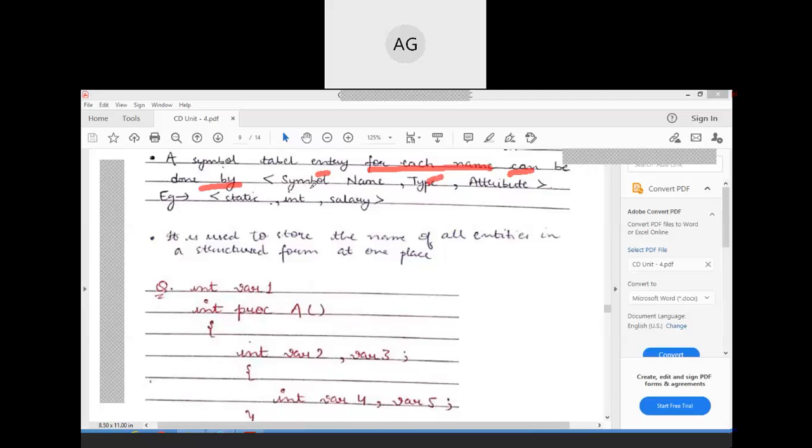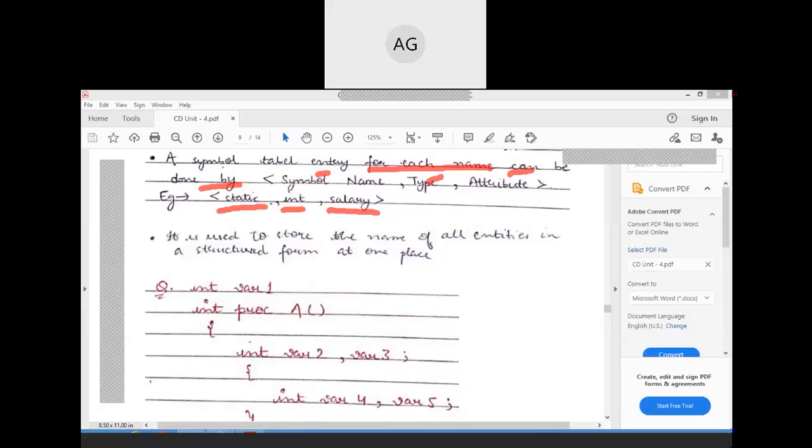For example, in the case of symbol name, you can write static. Then in the type, you can write int. Then in the attribute, you can write salary. So it means static int salary can be written in these three fields, and in the same way you can also store the values of other attributes in the symbol table.